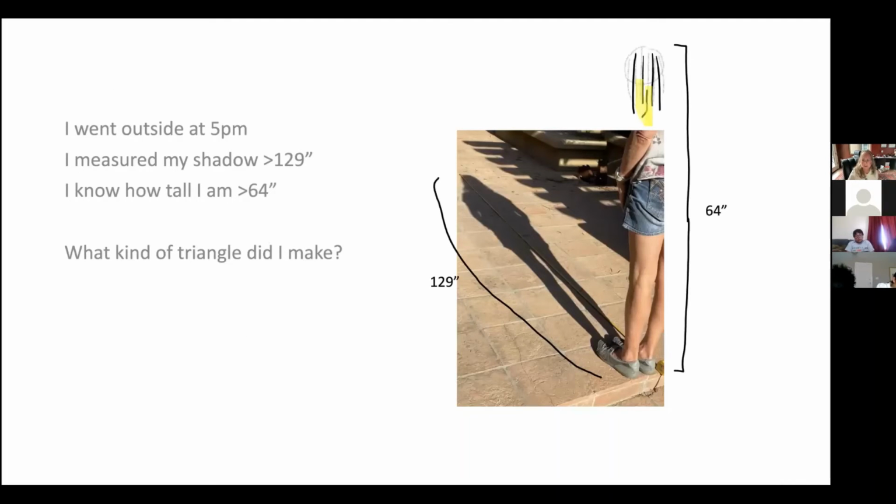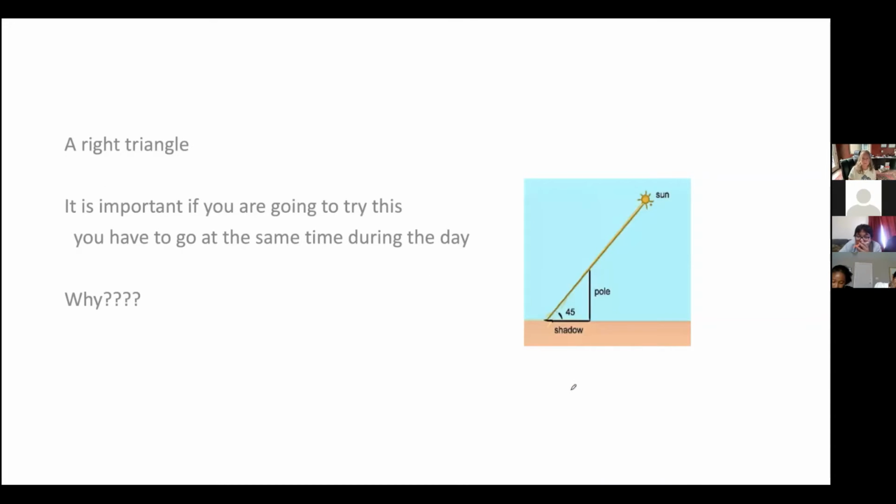I went outside at 5 p.m. and measured my shadow. Alex took this picture and he cut off my head. So that's my head there, just for fun. My shadow is 129 inches, and I know I'm 64 inches. First question, what kind of triangle did I make? I'm standing tall, my shadow's going straight out. I made a right angle. Okay, so we're going to be working with right angles and shadows and figuring out how they're similar. So it's a right triangle.